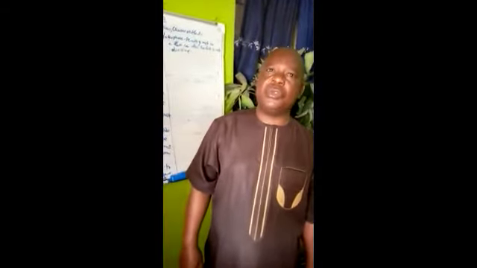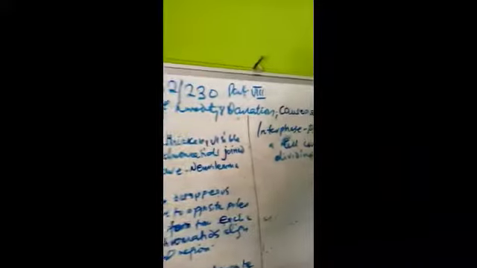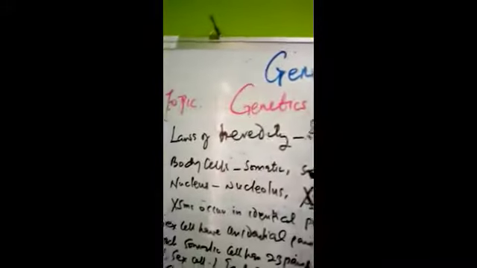Today we are going to continue our discussion in the subject General Biology 1, coded GNS 132, and that is part 8. The topic of discussion today is genetics. Genetics is the study of the nature of heredity and variation.